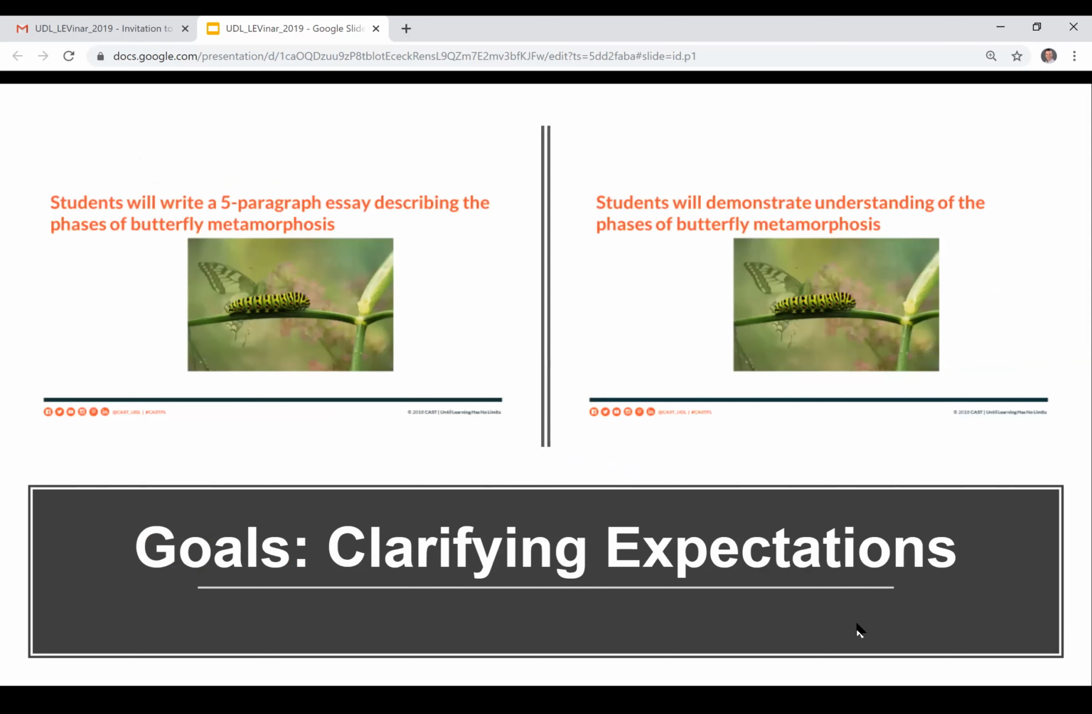Here's an example looking at a goal and clarifying expectations. The first goal says students will write a 5-paragraph essay describing phases of butterfly metamorphosis. If I told you this was a science goal, and I, as a science teacher, need to know if my students understand the phases of the butterfly, I might have a barrier with that 5-paragraph essay. So I would reframe that goal to be students will demonstrate an understanding of the phases of the butterfly metamorphosis. And then I might provide options for students to show me what they know, which could include a 5-paragraph essay. But it could also include making a cartoon or making a video for me. So it's really about clarifying goals and expectations.